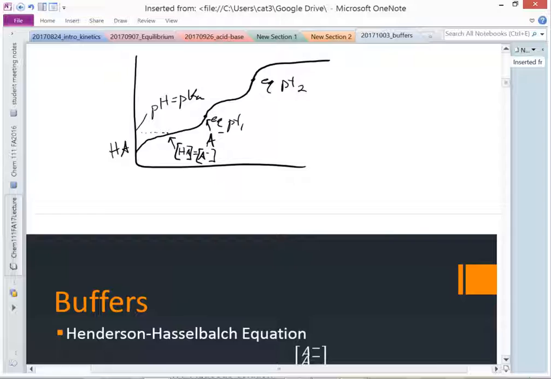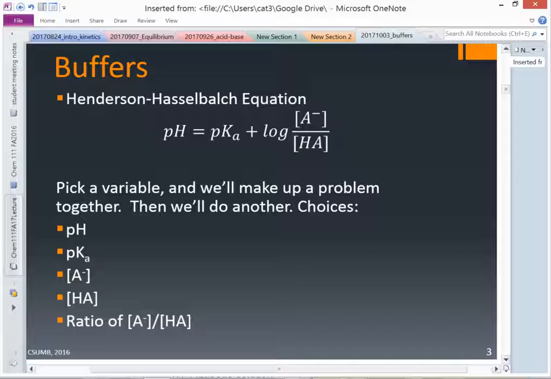This is the Henderson-Hasselbalch equation. I don't know how to say it. Most people abbreviate it HH equation, because that's faster. pH equals pKa plus log of the concentration of A minus over the concentration of HA.